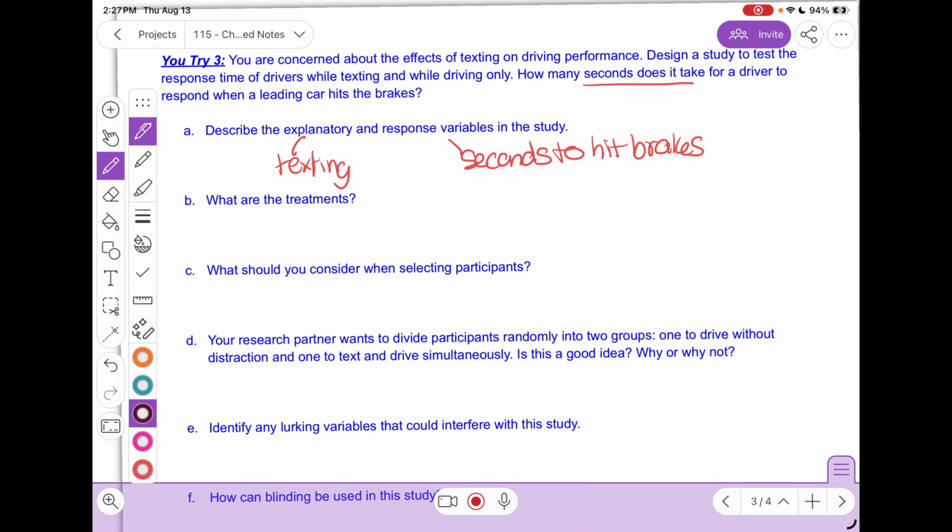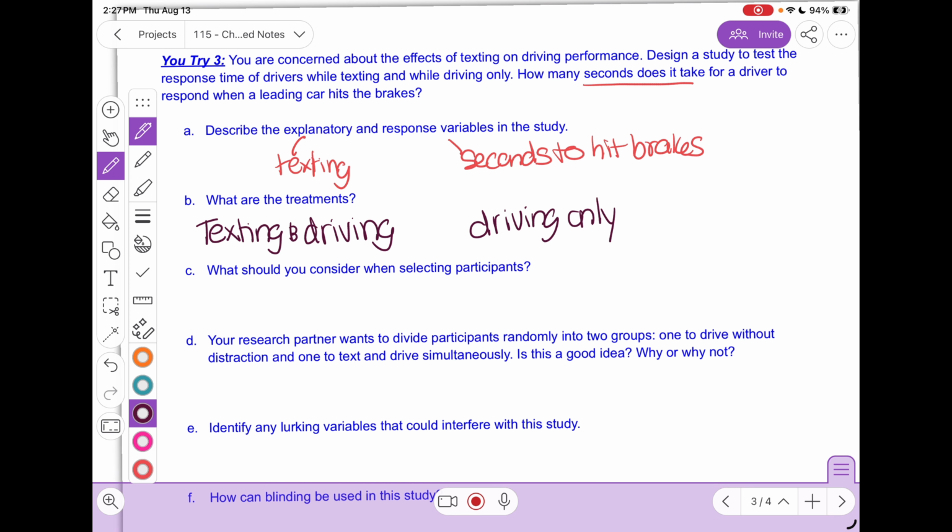What are the treatments? So depending on your experiment, you might have done 3 things. You might have done 2 things. So one treatment should have been texting and driving. Another treatment should have been driving only. So you needed at least those 2. You may have come up with more. I don't know what those would have been, but you could have come up with.